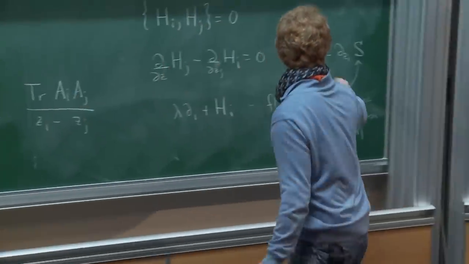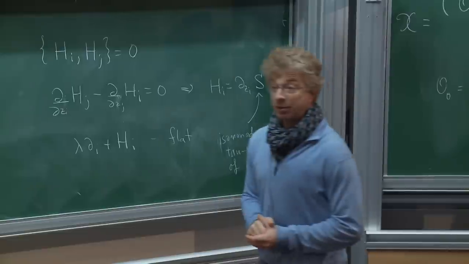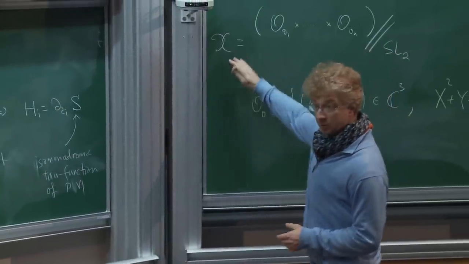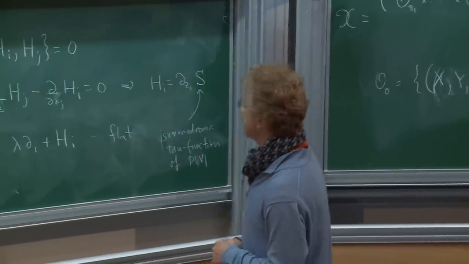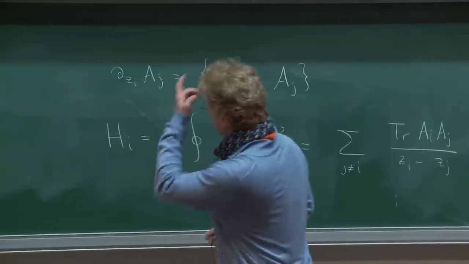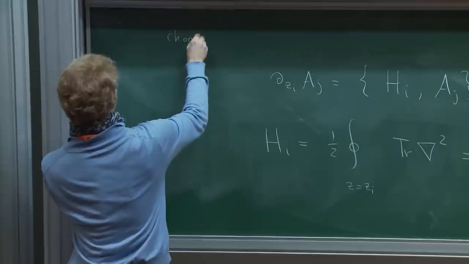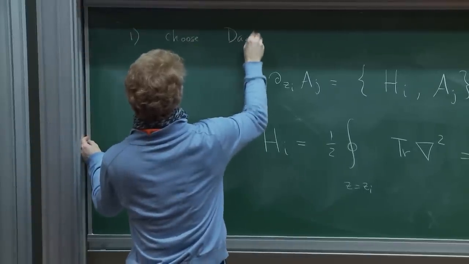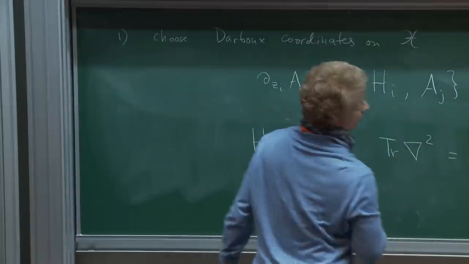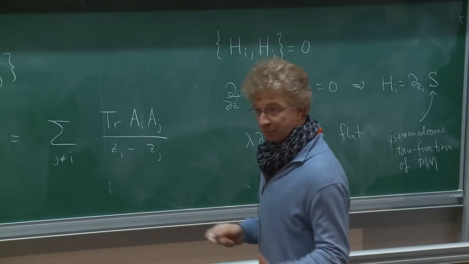But you can also do the usual Hamilton-Jacobi story, namely choose some polarization, so choose half of the coordinates on X, and just try to solve these equations in the Hamilton-Jacobi form. So then, choose, first of all, you need some Darboux coordinates on that space, and there are various choices.